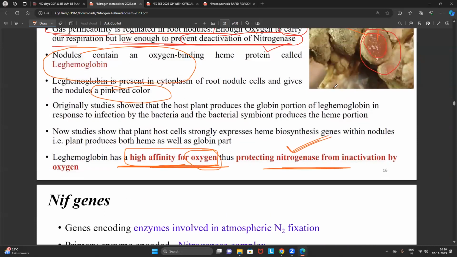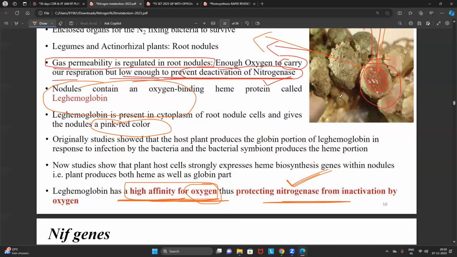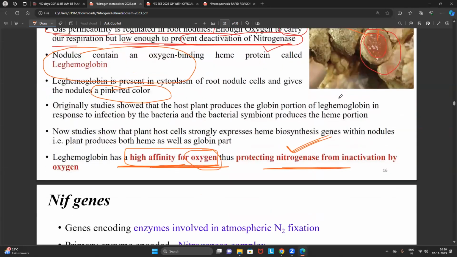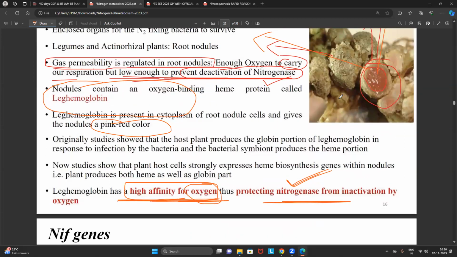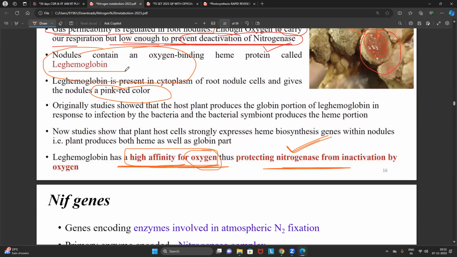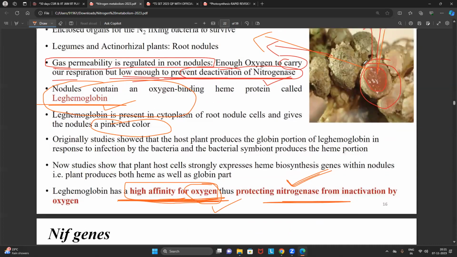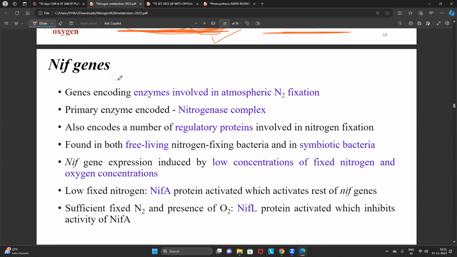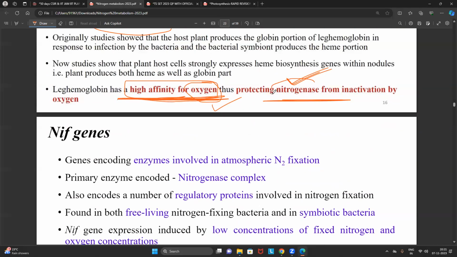So in one single line, I can tell all the students that the root nodule formation between the plant and bacteria occurs just to synthesize this leg hemoglobin. This leg hemoglobin is very powerful in such a way that it has the highest affinity for oxygen. That is the reason the root nodule formation will occur. Ultimately, once the root nodule is formed, our nitrogenase enzyme will be free from oxygen.